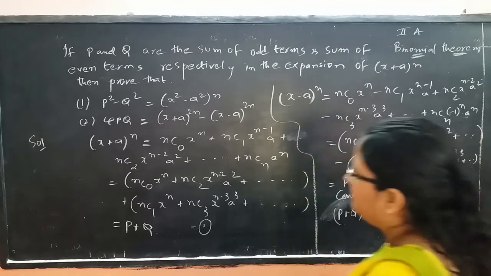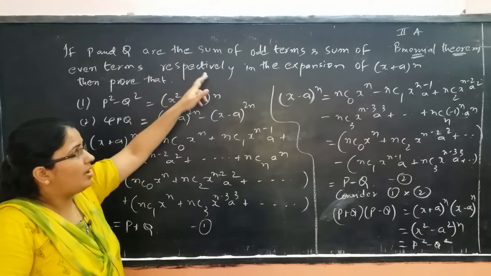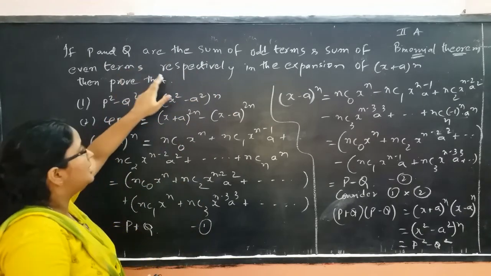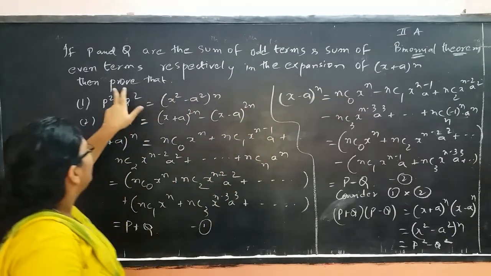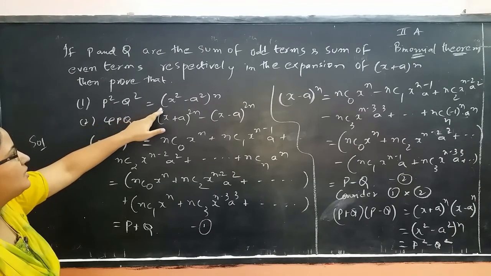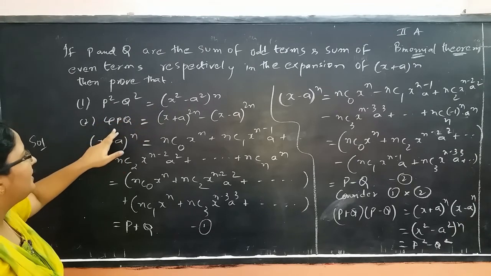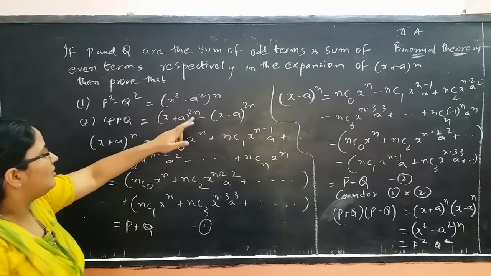Our next problem. If P and Q are the sum of odd terms and sum of even terms respectively in the expansion of (x+a)^n, then prove that P² − Q² is equal to (x² − a²)^n, and 4PQ is equal to (x+a)^(2n) minus (x−a)^(2n).